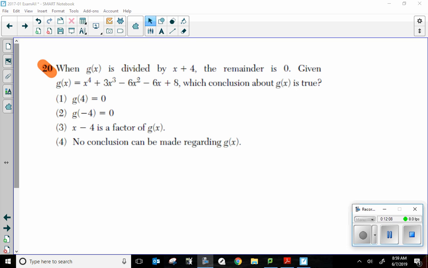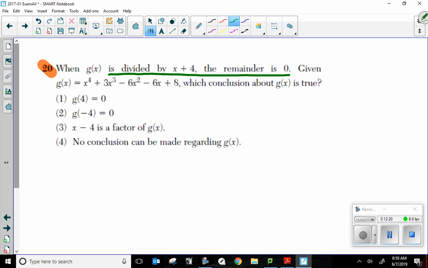Number 20, which I categorize as an algebra problem. When g of x is divided by x plus 4, the remainder is 0. This screams remainder theorem, okay? Given that g of x equals x to the 4th plus 3x cubed minus 6x squared minus 6x plus 8, which conclusion about g of x is true?